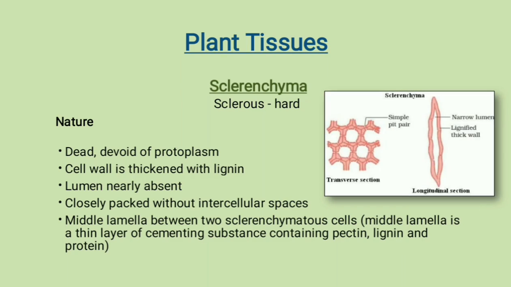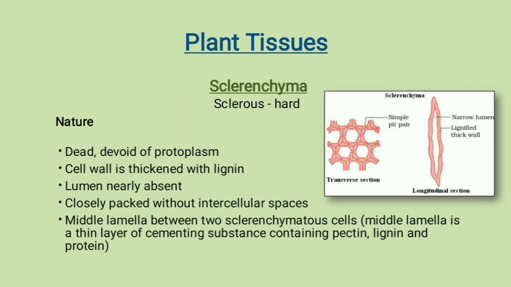The cell walls of sclerenchyma are greatly thickened with lignin. Such cell walls are called lignified cell walls. Due to excessive thickening of the sclerenchyma cell wall, its cell cavity or lumen becomes nearly absent. It means that you cannot see the lumen. These cells of sclerenchyma are closely packed without intercellular spaces. As you can see in the picture also, no intercellular spaces are present between the cells. If this is one cell, this is one cell, then between these two cells, you cannot see any type of air spaces. Thus, these cells are fitted together like tiles of a mosaic floor.